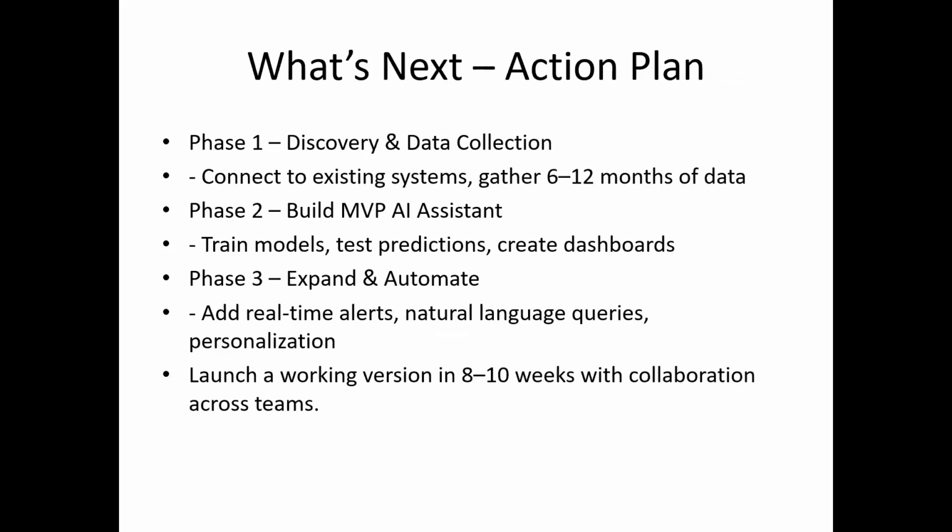And what's the next action plan? Phase one is discovery and data collection. We will connect to existing systems and gather almost 6 to 12 months of data. Phase two, we will be building an MVP AI assistant, then train models, test predictions, create dashboards, expand and automate, add real-time alerts, natural language queries, personalization, and then launch a working version within 8 to 10 weeks. This might change based on the situation, but my goal is to complete it within 8 to 10 weeks with the collaboration across the team, like the machine learning department, data science, data analytics, and all the other departments.